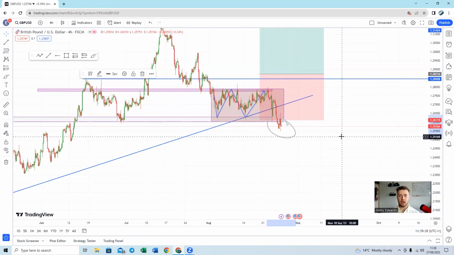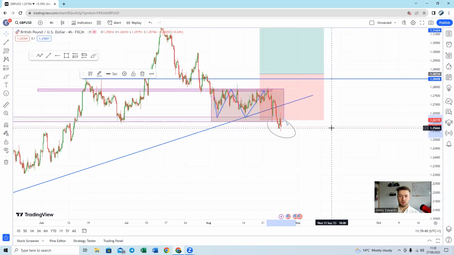It's the way that they can catch out retail traders like ourselves, and it's a way that they can make money off of us. It's not something you want to be jumping the gun into until you get extremely strong confirmation that the market is actually going to continue going in that direction.